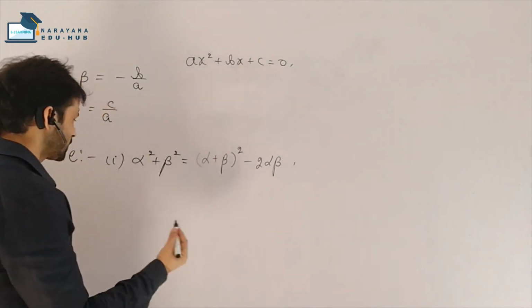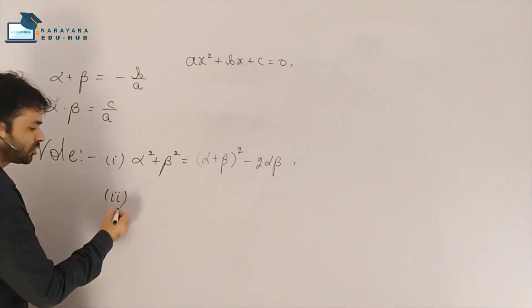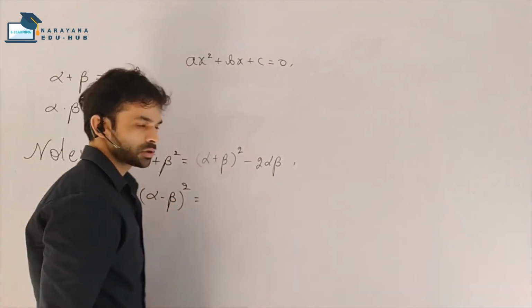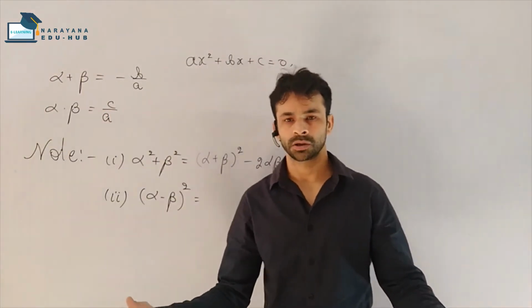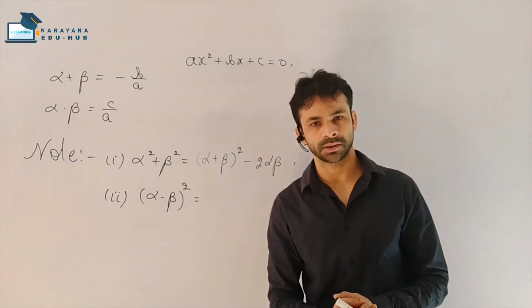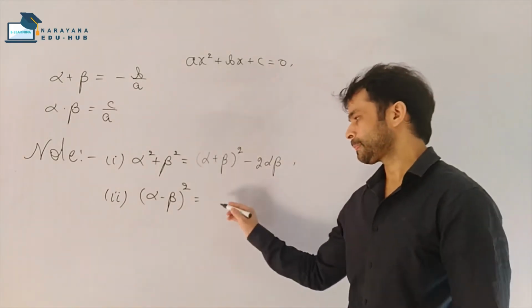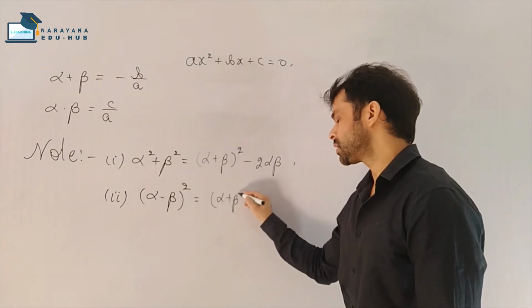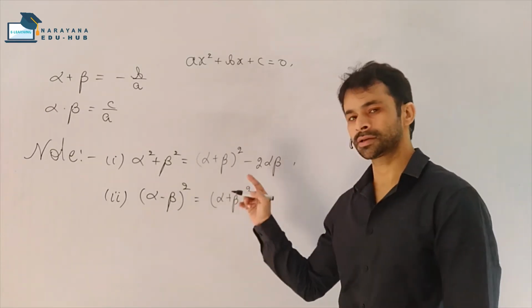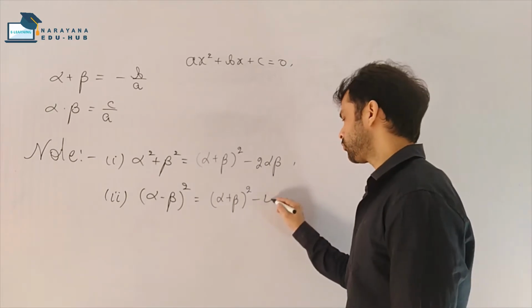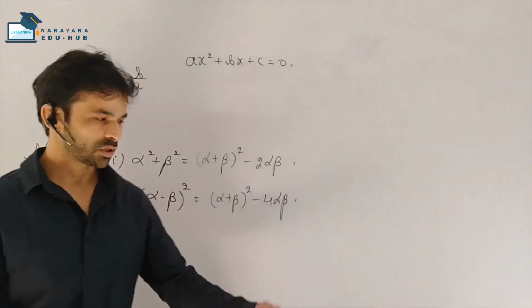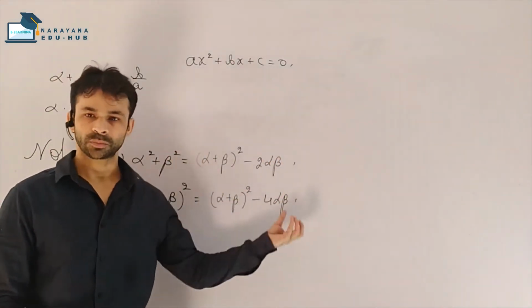Then you can have, find the value of alpha minus beta whole square. So you know the result. In 9-10 class, you must be remembering that. So you will write this thing as alpha plus beta whole square minus 4 alpha beta. You will put the values: alpha plus beta, and alpha into beta.